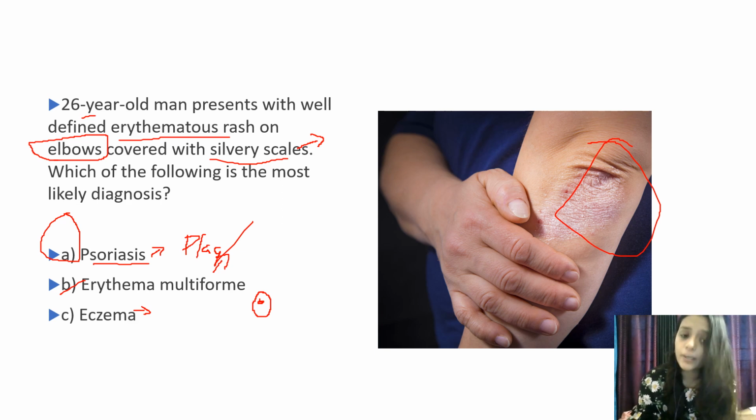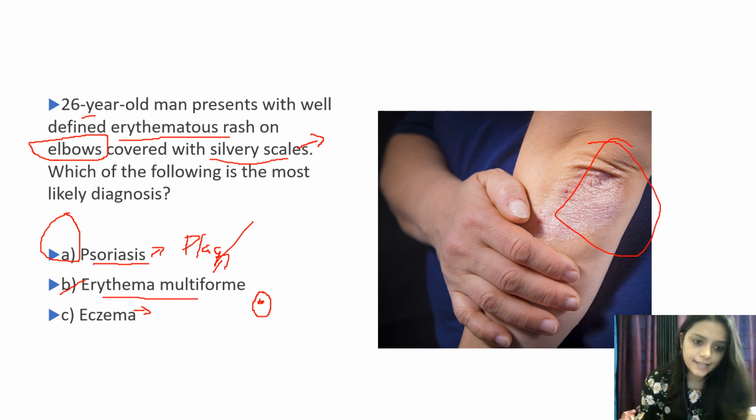There is one more cause: it can occur due to some infections, like some viral infections and also mycoplasma pneumonia, which is a type of pneumonia. These are some of the major causes of erythema multiforme. As I said, this lesion looks like this and is called a target lesion. In our question, they are not telling about this, so we can rule it out.